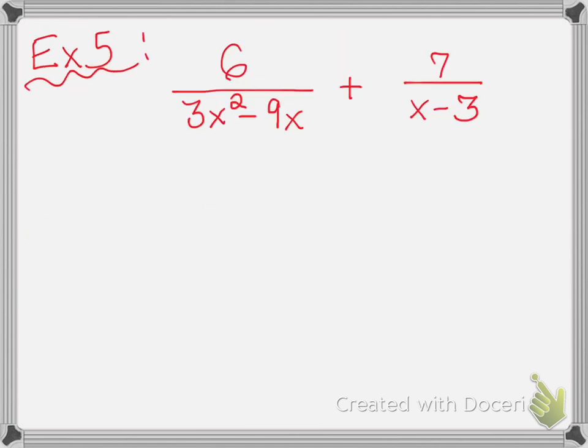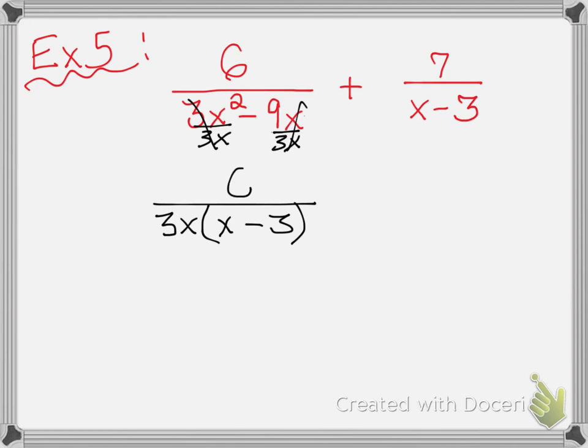All right, last example. As you can see, this first denominator over here can be factored using GCF. The GCF will be 3x. So when I take out a 3x, basically I'm dividing each one by 3x. I'm going to get x, and negative 9 divided by 3 is negative 3. And bring everything else down.